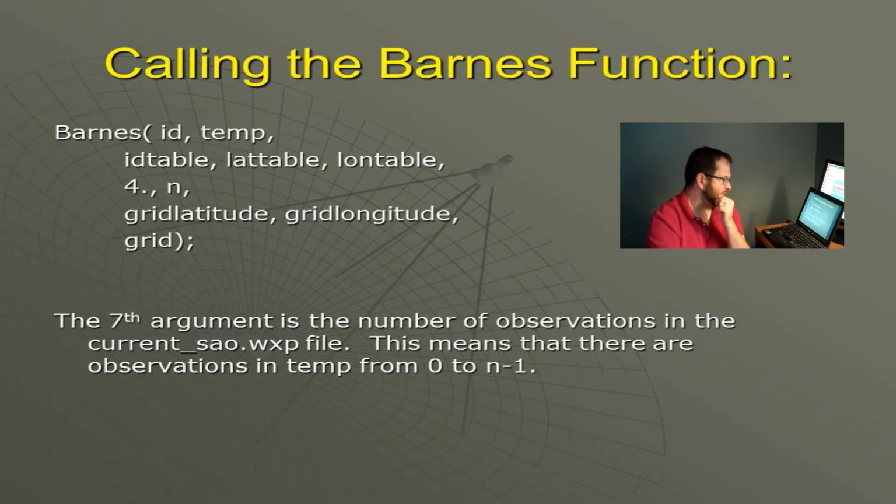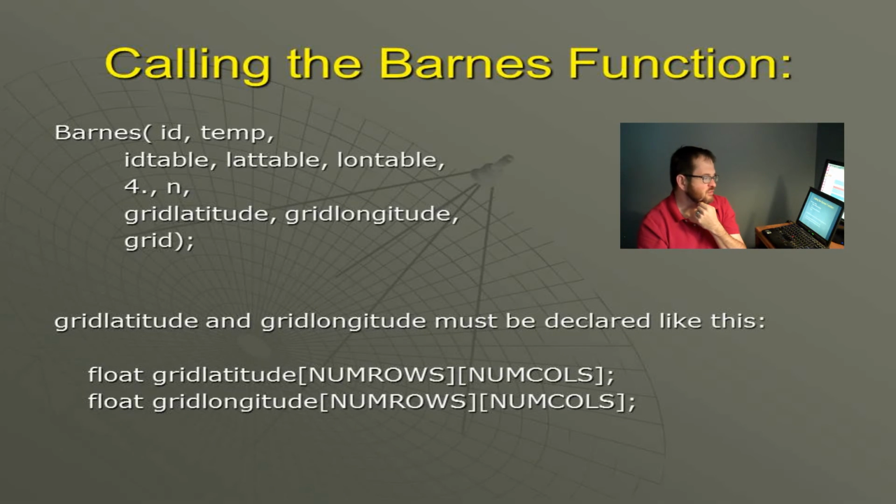Okay, next. Grid latitude and grid longitude. Grid latitude and longitude are two arrays. Again, you can call them what you want, grid lat or grid lon or whatever. And they have to be declared to be floating point numbers, and they have to have rows in them. Whatever you've decided is how many rows you want to have in your output. How many rows there'll be on your map, and how many columns there'll be. It has to be the number of columns of grid latitude and grid longitude.